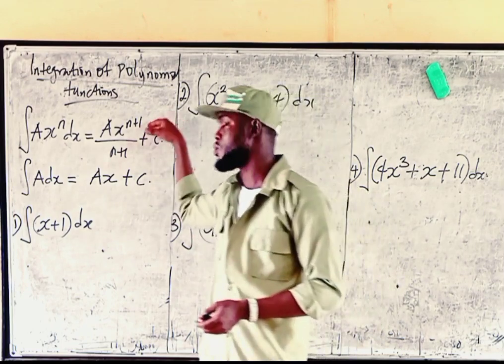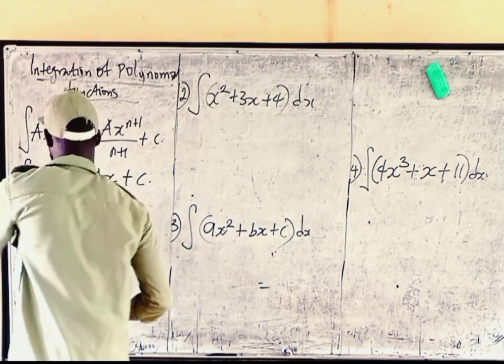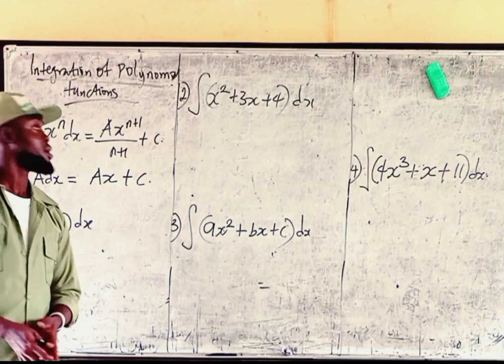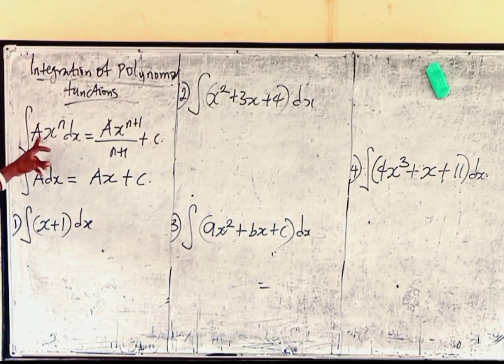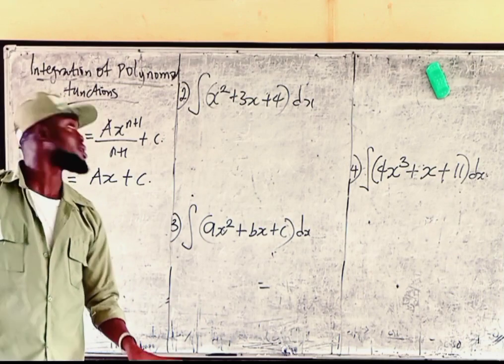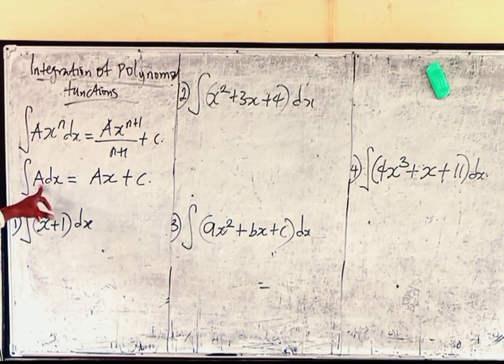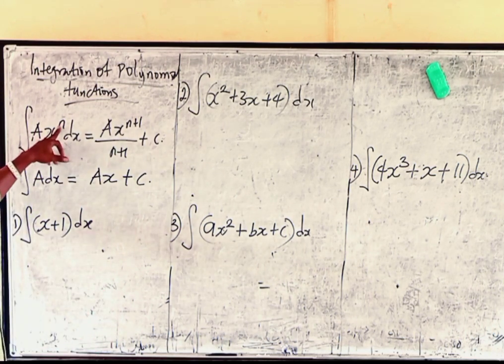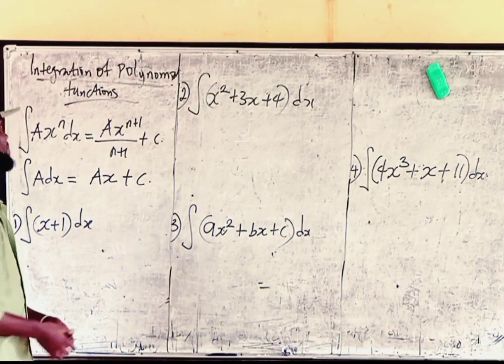We use this rule. We want to integrate a polynomial function. This sign means integration sign, and this means with respect to s. That means integrating this function where n and a are constant numbers. You want to integrate a s raised to the power n, where a is a constant number and s is a variable. So you integrate a s raised to the power n with respect to s. The answer will be a s raised to the power n plus 1 over n plus 1, plus c.